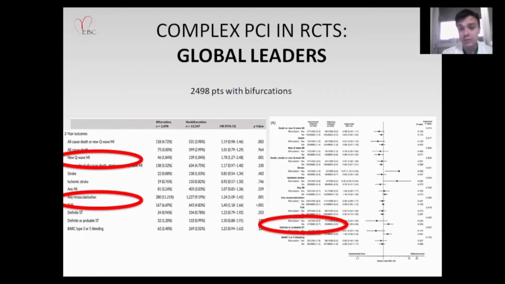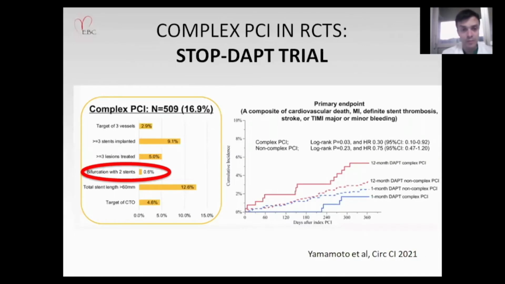Again, we don't know the kind of strategy used, that is, we don't know if these patients were treated with provisional stenting or with 2-stent PCI, and we don't even know the technique of 2-stent PCI. And of course, these patients have a higher risk of recurrent MI, of any subsequent revascularization, and also of stent thrombosis, both definite and probable.